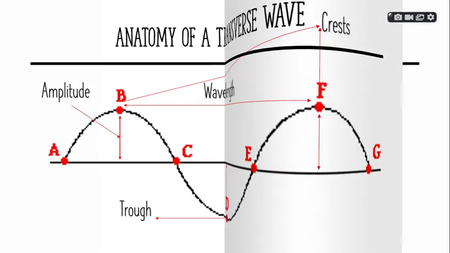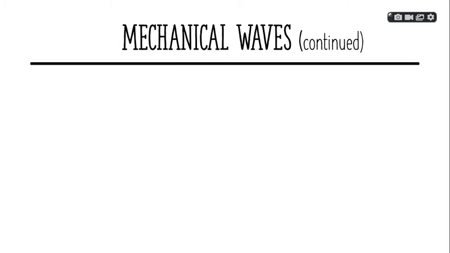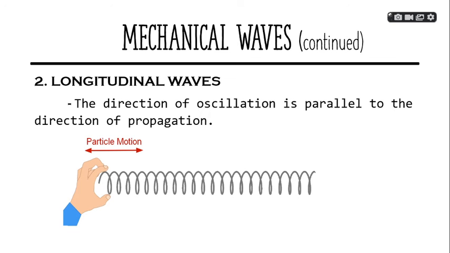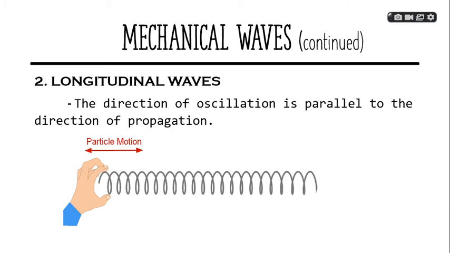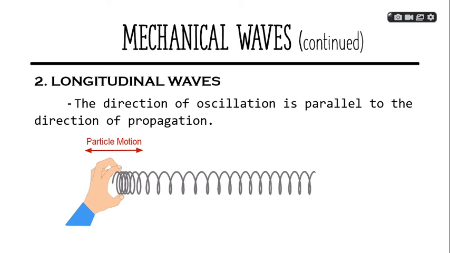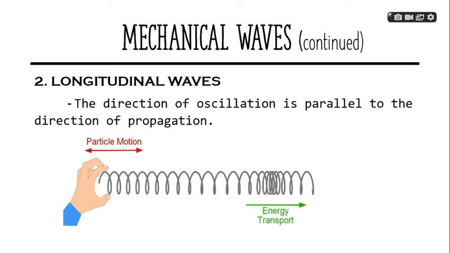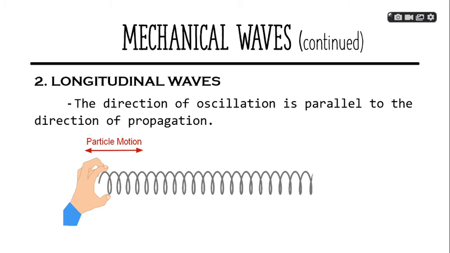Let's move on to another classification or type. Another category of mechanical waves is the longitudinal waves. Let's see how it differs from the previous one. A slinky is the best representation of a longitudinal wave. Longitudinal waves are the complete opposite of the transverse in reference to particle motion.